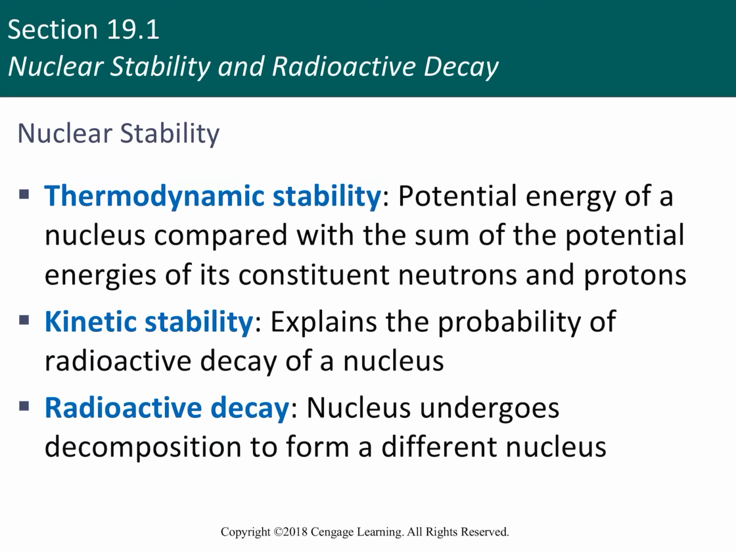Radioactive decay is the process of changing a nucleus into another, and kinetic stability gives us the probability that that might happen for a particular substance. Many nuclei are radioactive. They decompose, forming another nucleus and producing one or more particles. For example, carbon-14 decays as follows, where the particle that's produced is an electron, called a beta particle. We'll talk about that a little more in a second.